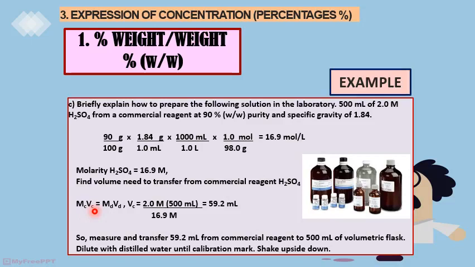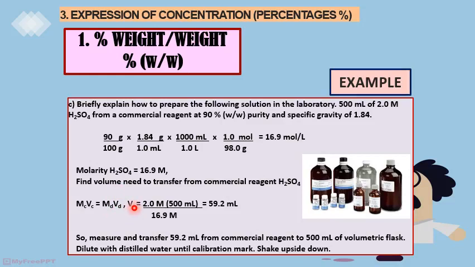How much is the volume you want to take to prepare 500 ml of 2 molar? So you want to calculate the VC. MD is the concentration of the solution that you want to prepare. It is 2 molar. VD is the volume of the solution that you want to prepare. It is 500 ml. So substitute all the values, then you calculate the VC.